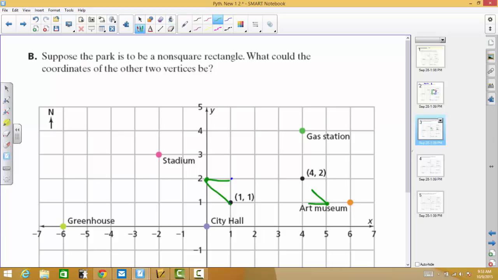Again, there are multiple right answers for this. The thing is, it just asks that these are vertices, which means these are 2 of the 4 corners. So you could find tons. You could move this farther out and make it look like this. So go ahead and see if you can find another one right now.